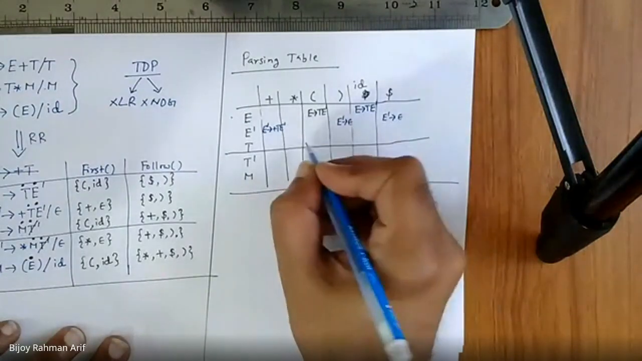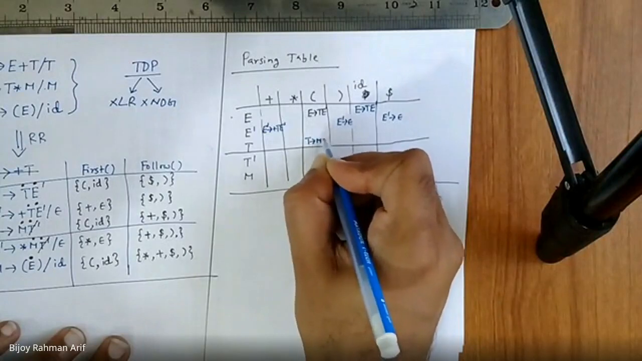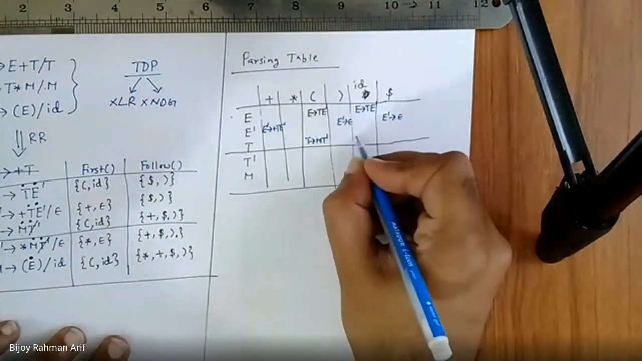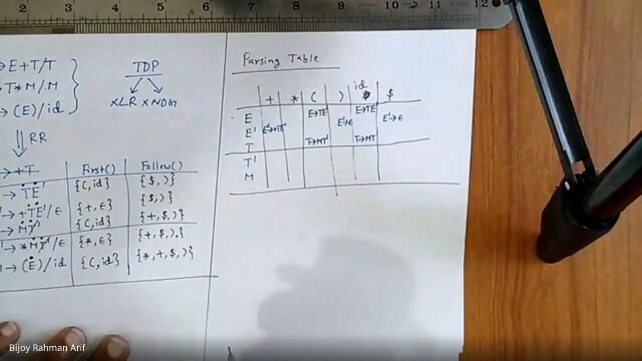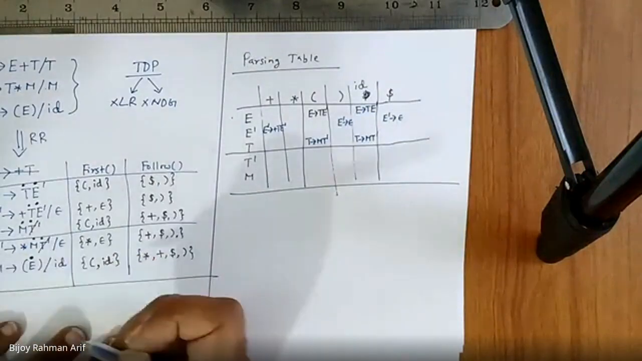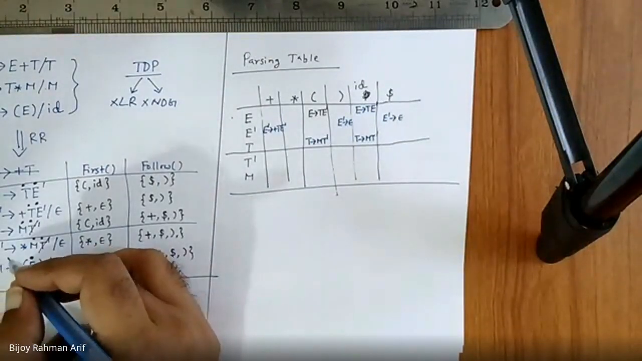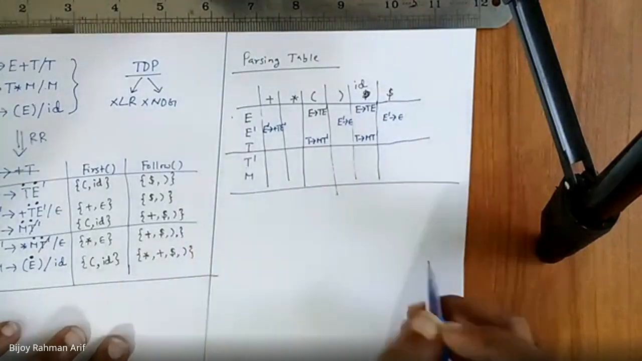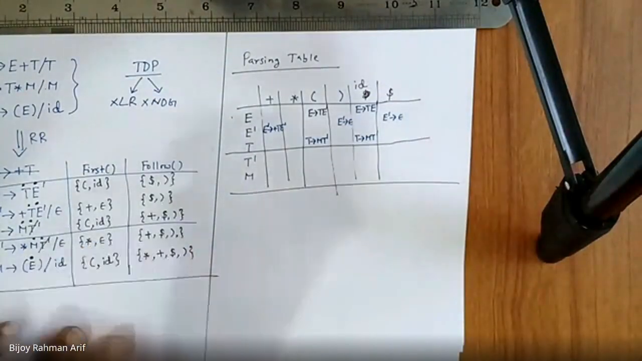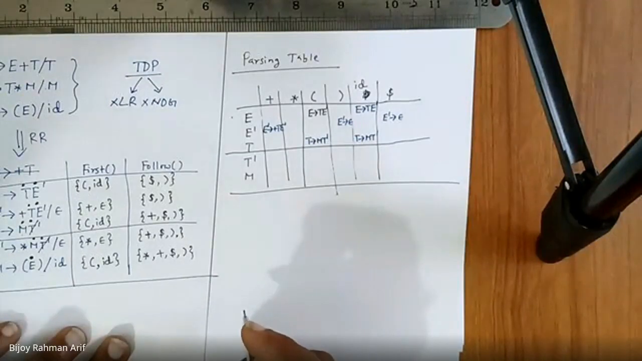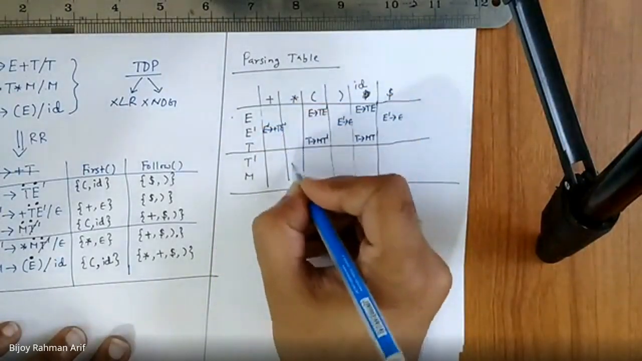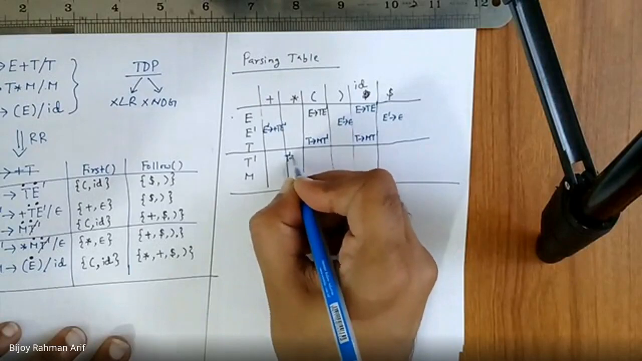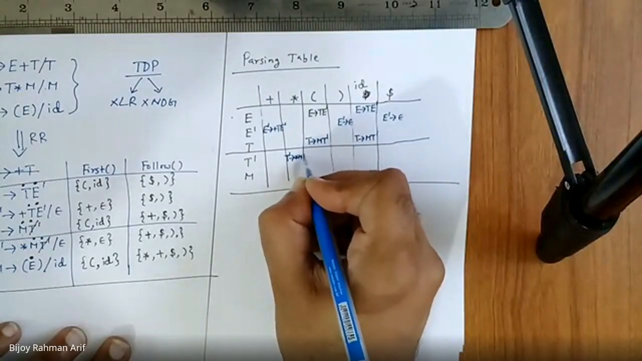I should put on here. T derives empty dash and id. T derives empty dash. Let's go to T dash derives star empty dash. Definitely the right hand side is not epsilon. So I'm going to row number T dash and first of RHS. First of RHS is nothing but first of star empty dash, which is nothing but first of star, which is nothing but star. So I'm going to T dash row, star column: T dash derives star empty dash.